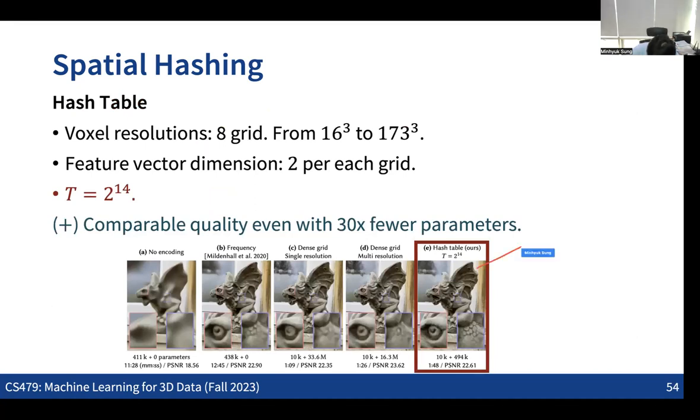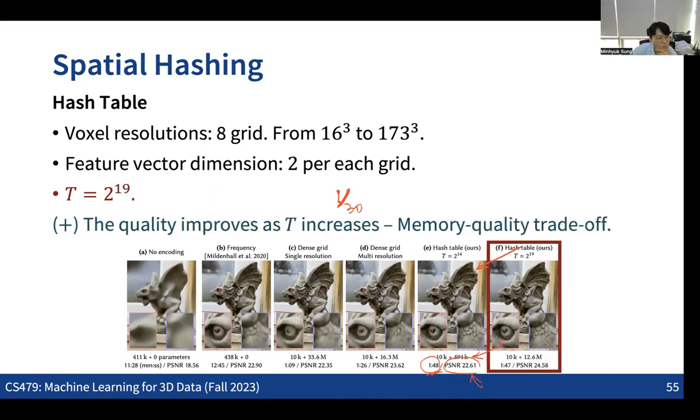So this is the case where we are using the hash table idea, which reduces the number of parameters to 1/30th like this, having a much smaller number of parameters while achieving almost the same rendering quality, and almost the same computation time, which is slightly longer, but also achieving much faster optimization while getting almost the same quality of outputs. And this is the case where we take more parameters. Then the number of parameters is increased, and also the quality is slightly increased.